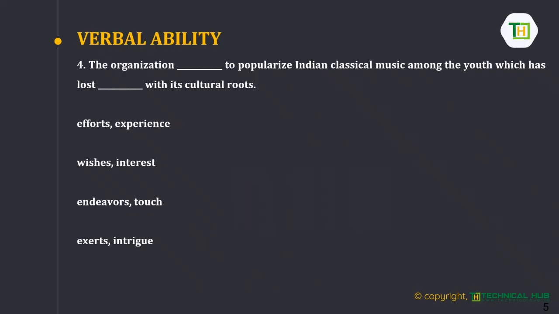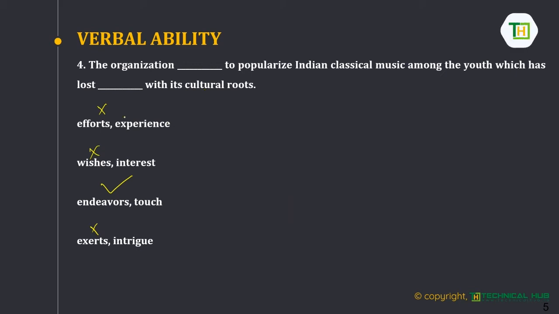Right, so now moving to the next part, another question we have come across, the fourth one, the organization. What is this organization trying to do? It is trying to take Indian classical music to another level. So how is it happening? Let us see. Efforts won't be suitable here, and wishes, no, why should it wish? Endeavors is the right option. Exerts also will not come here. So obviously, let us see the next one.